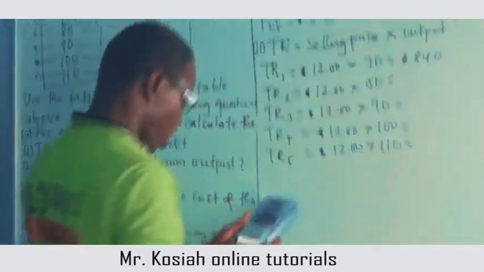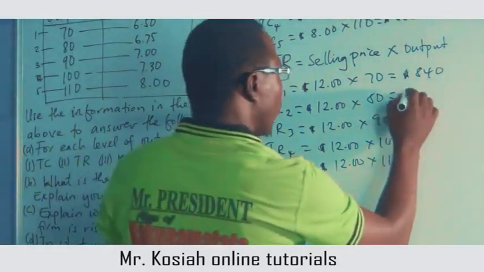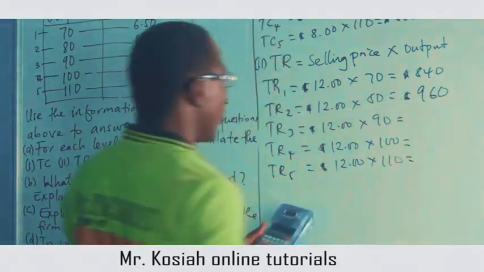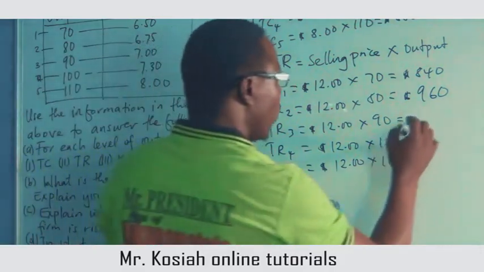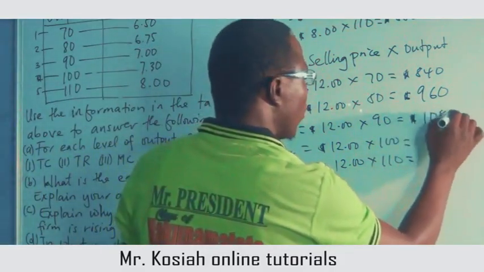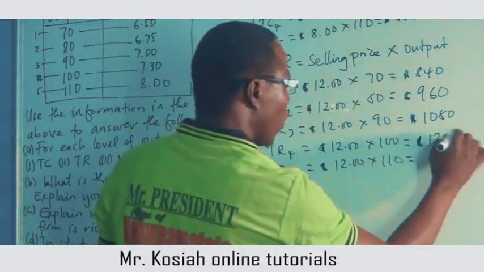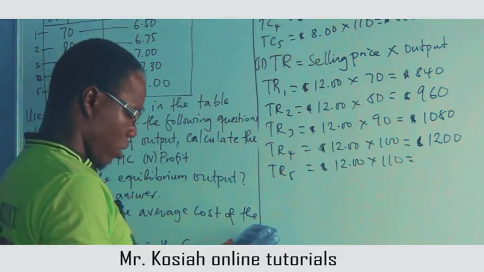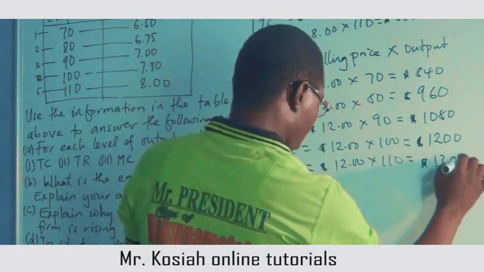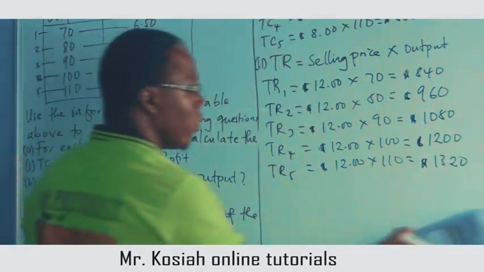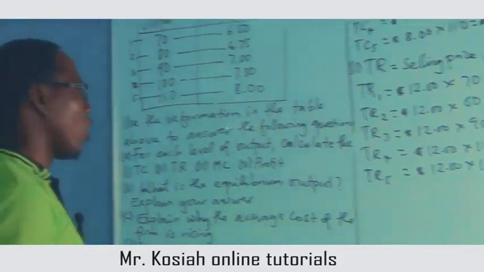84. And $12 times, this is 6. And then this is 1080. Of course, this is 1002, and this is 1320. These are our various revenues that we generated from the various outputs.